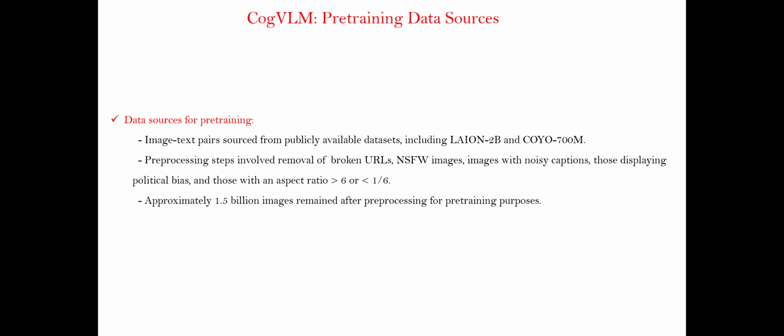broken URLs, as well as not suitable for work images, images with noisy captions, and also those displaying political bias, and those with aspect ratio greater than 6 or 1/6. So these are the different pre-processing steps involved to filter out the images which are not useful for training. Approximately 1.5 billion images remain after pre-processing for pre-training purposes.